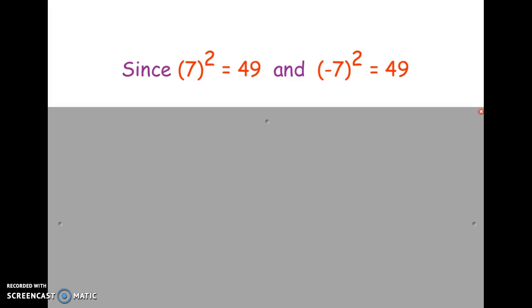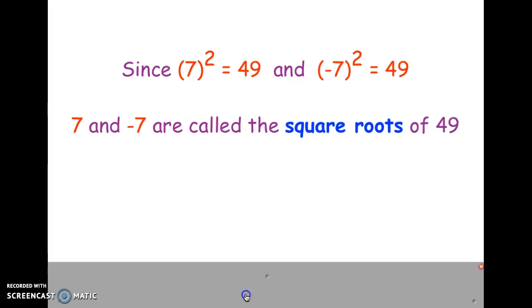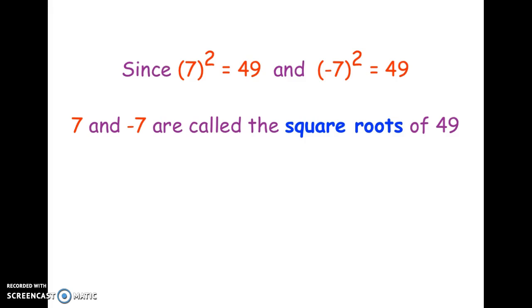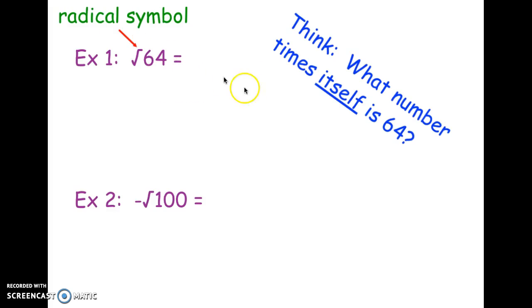A little bit of information here. Since 7 squared is 49, and negative 7 squared, so negative 7 times negative 7, is also 49, 7 and negative 7 are called the square roots of 49. So we're going to be examining some square roots and cubed roots today. This symbol right here is called the radical symbol or the square root symbol.